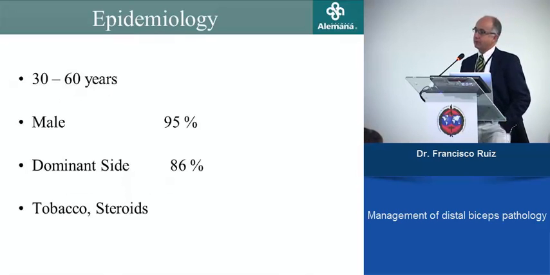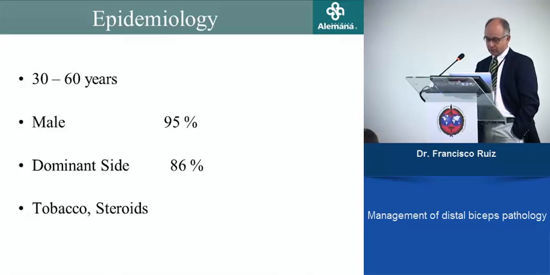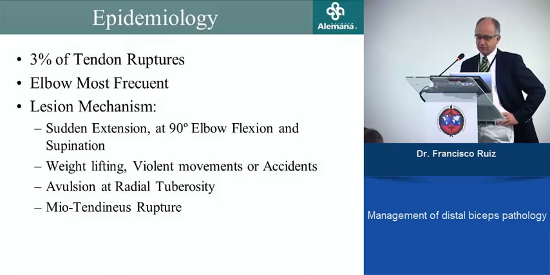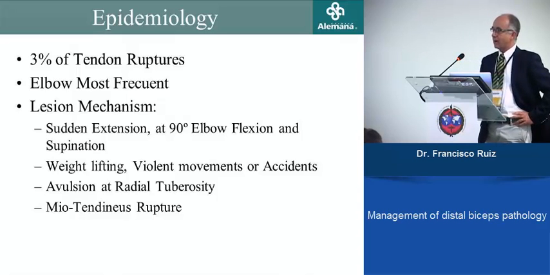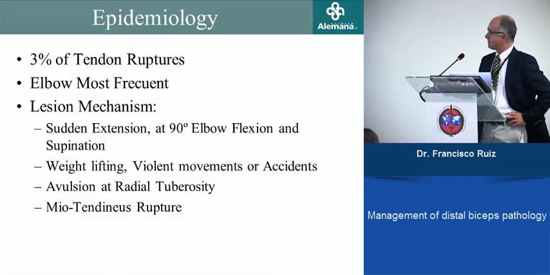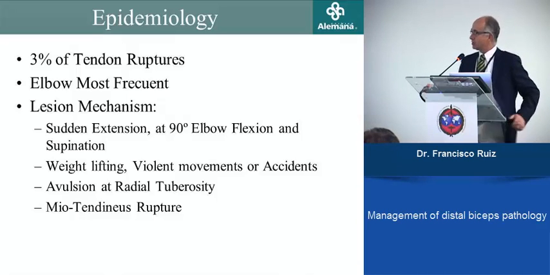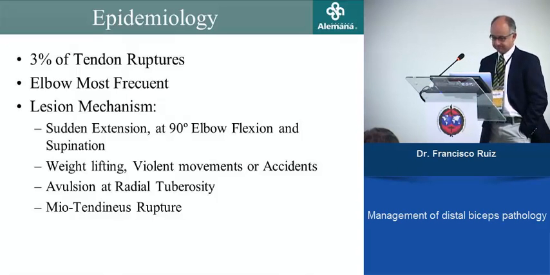Usually these lesions occur in men between 30 and 60 years old, on the dominant side, usually in people taking tobacco and steroids. It is around 3% of tendon ruptures, the most frequent tendon rupture around the elbow. As for the mechanisms of lesion, they are well known. Some of them: a sudden extension having the forearm and the elbow at 90 degrees flexion and supination, in weightlifting activities, and some of them are violent movements or accidents. Usually we have an avulsion at the radial tuberosity. The myotendinous ruptures are present, but they are not very frequent.